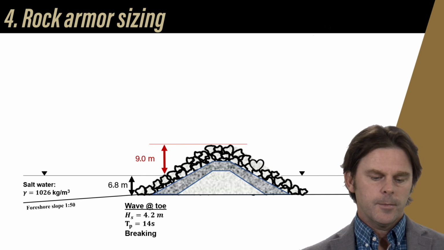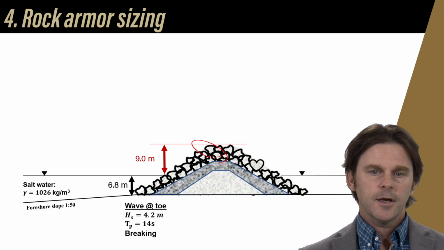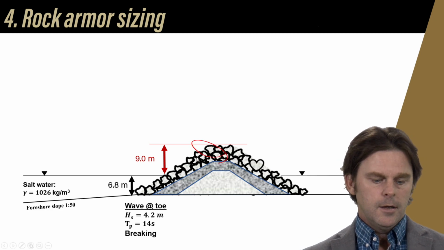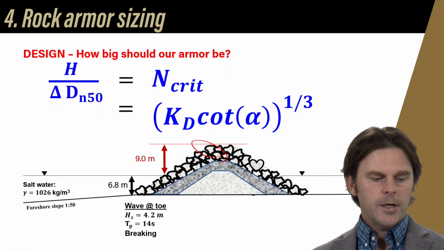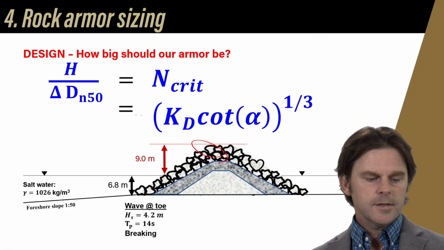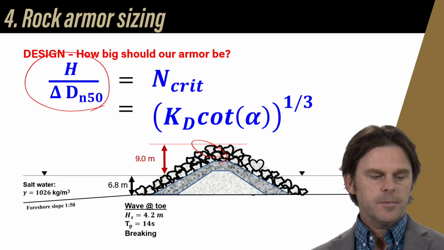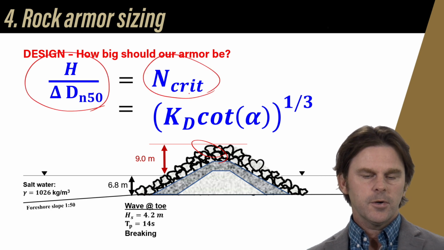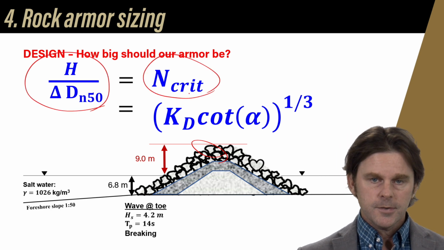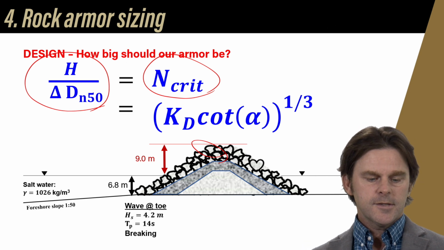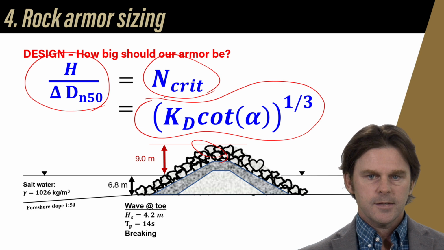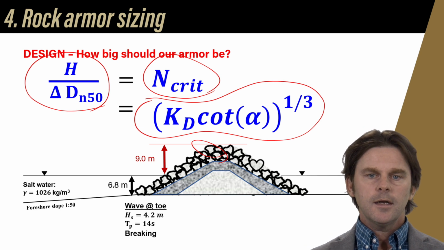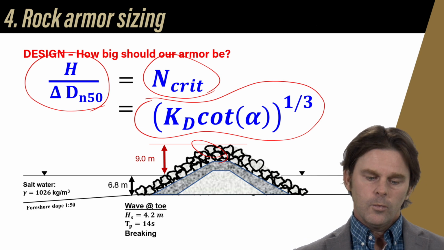Last one is the rock armor sizing. How big do these little nuggets down here need to be, okay? So for that, we go to Hudson's equation. That's our go-to. For any sort of stability, it's typically this, where you have the actual stability parameter versus a critical stability number for that particular situation. Hudson's equation gives you the critical stability number as you see there, okay? So that's KD cotangent of alpha to the 1/3.